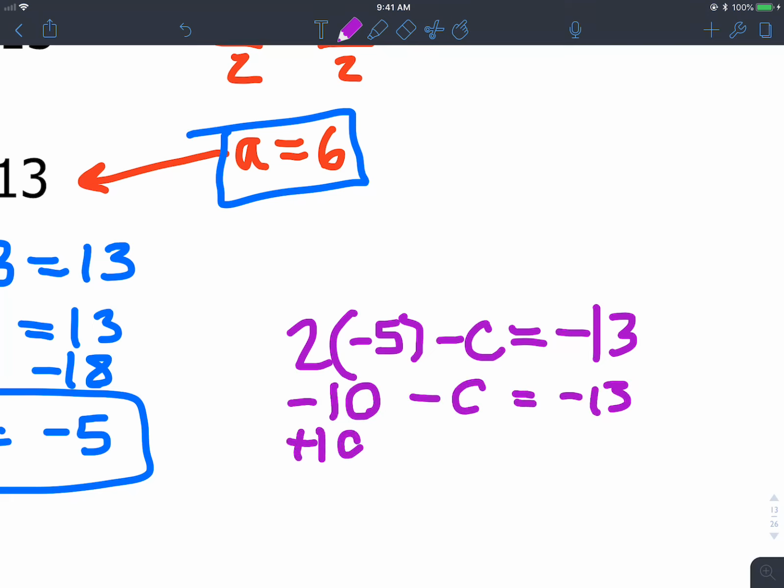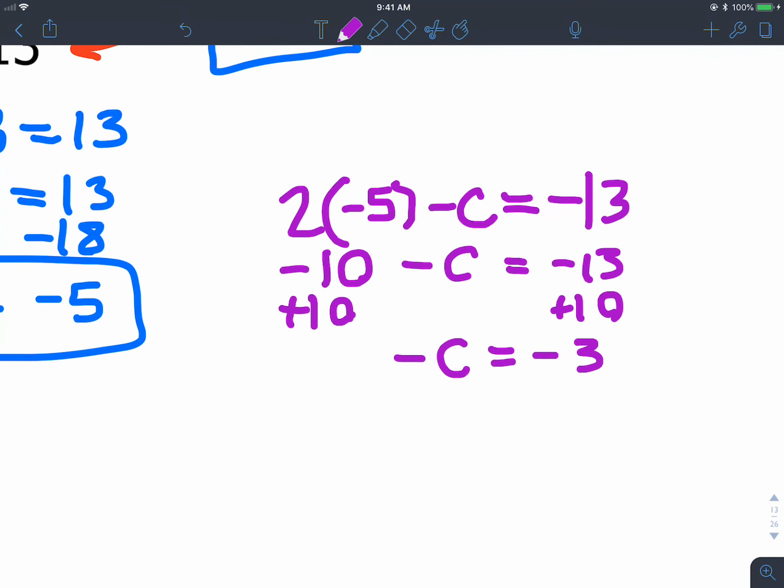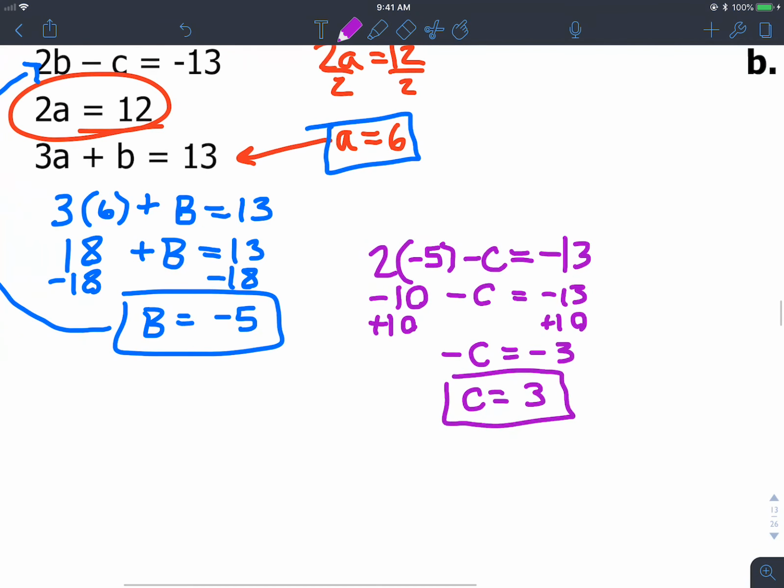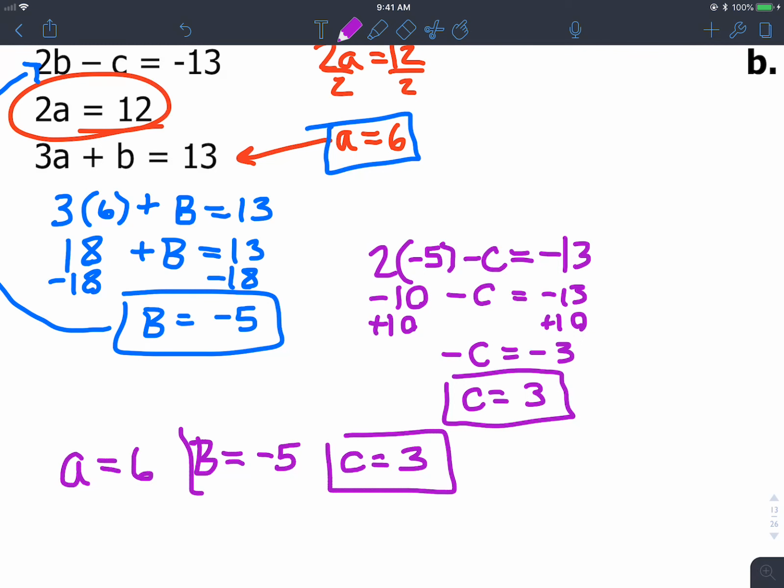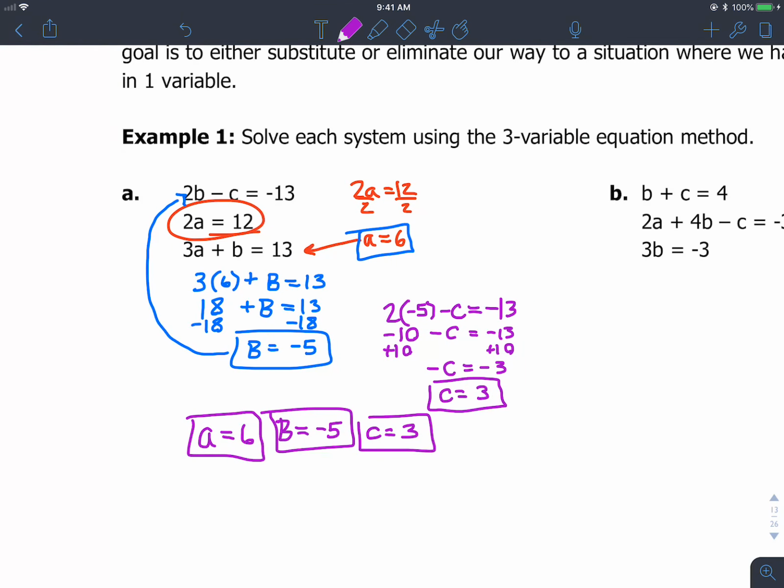And then we're going to add 10 to both sides. So that's negative c equals negative 3 right there. And then divide both sides by negative 1, or flip your signs around, whatever you want to call it, and you get c is equal to positive 3. As far as writing as ordered pairs, you could if you want, but most of the time it's going to be all right to just list them all out like this right here. So those are your three different pieces of your one solution right there.